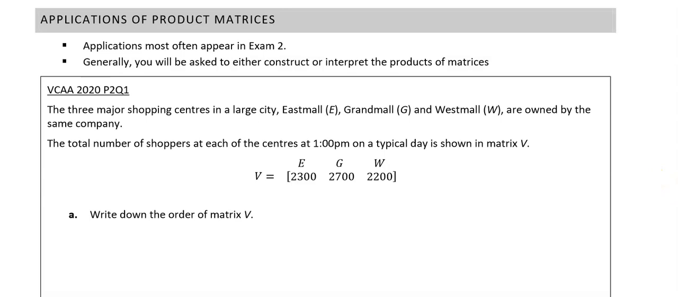And we're starting off with three major shopping centres in a large city. East Mall, Grand Mall and West Mall are all owned by the same company. The total number of shoppers at each of these centres at 1 p.m. on a typical day is shown in matrix V. And so we can see there that we've got E representing East Mall, G for Grand Mall and W for West Mall. So firstly, let's write down the order of matrix V. So a reminder, the order is asking for the size. We have one row and three columns, so our order is a 1 by 3 matrix.